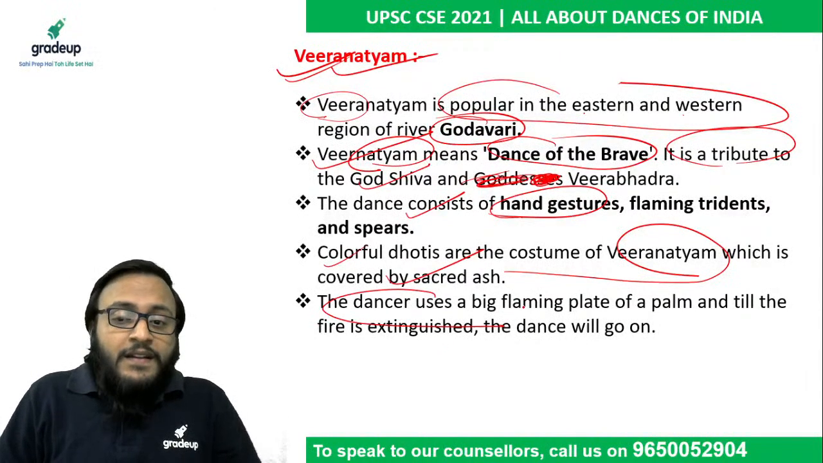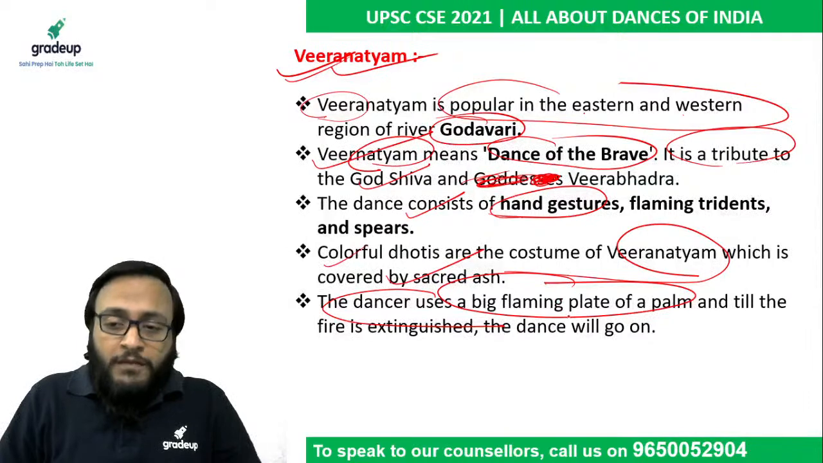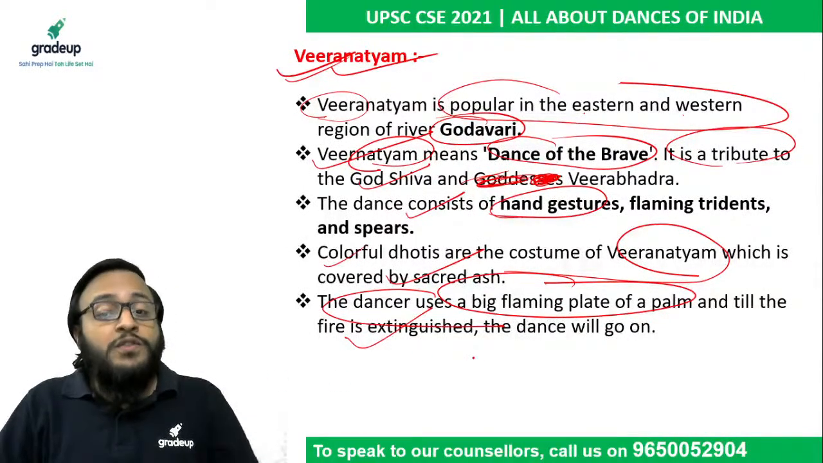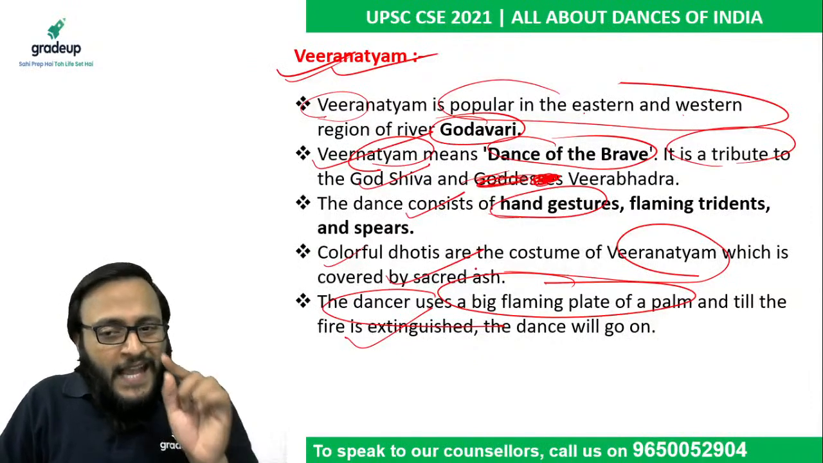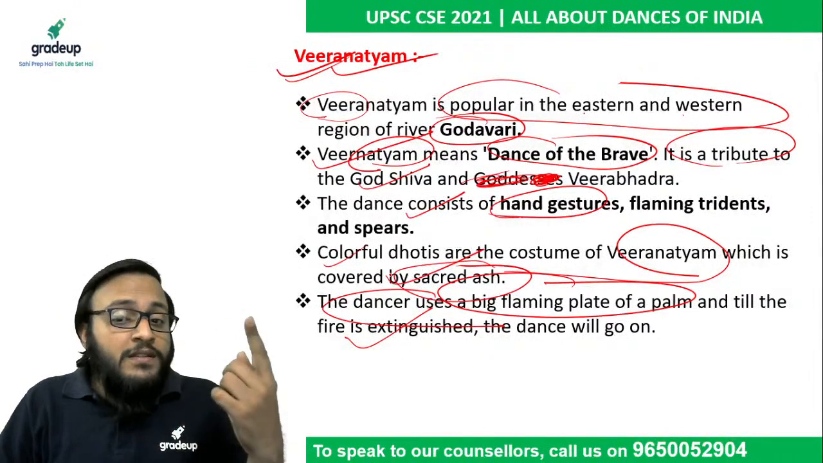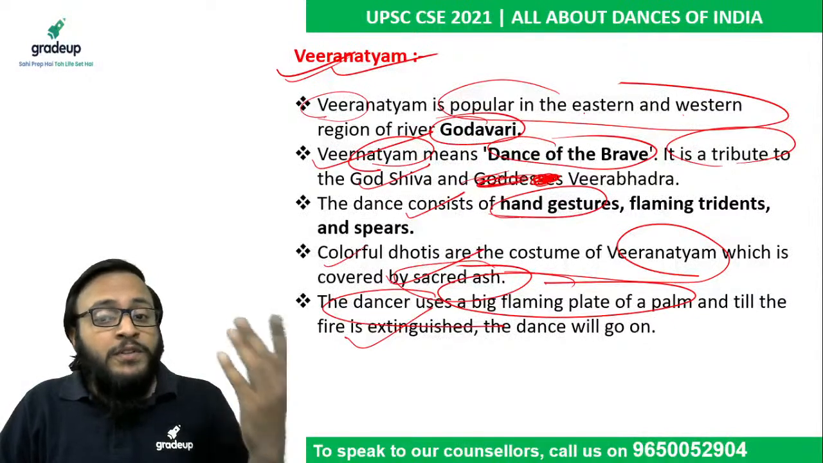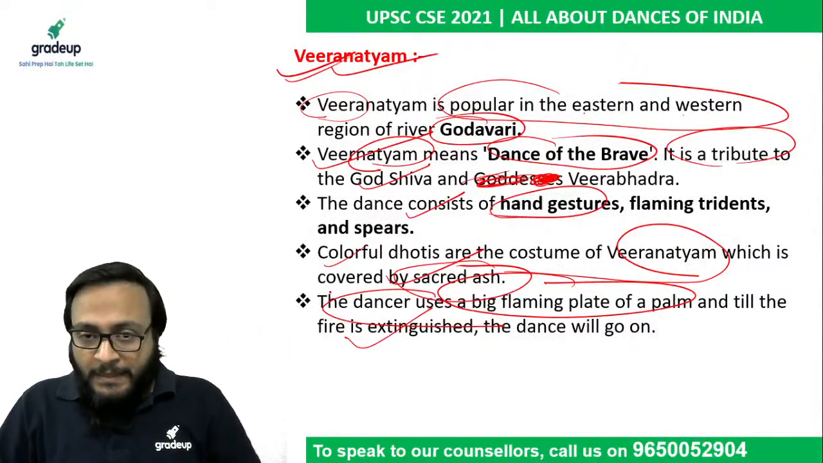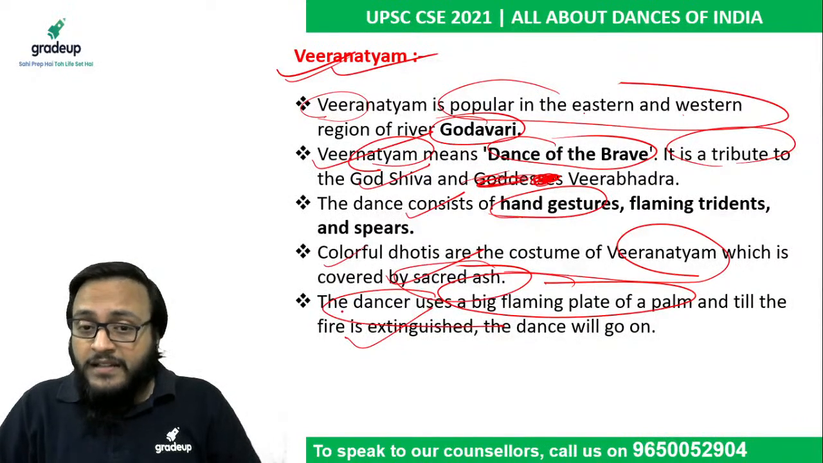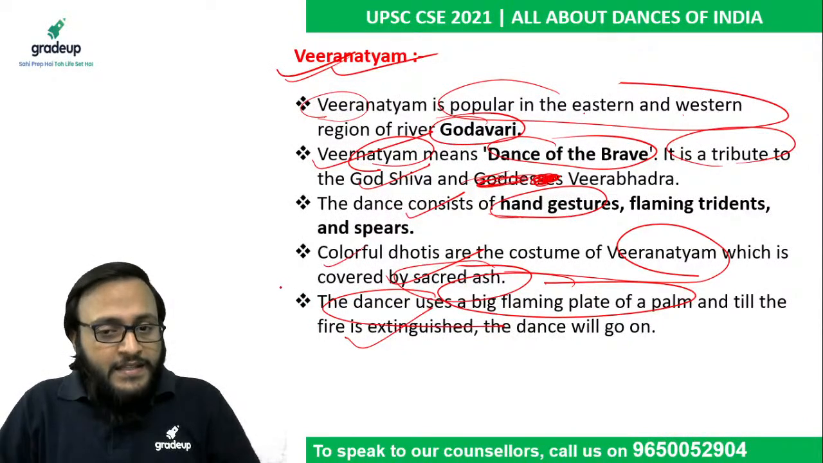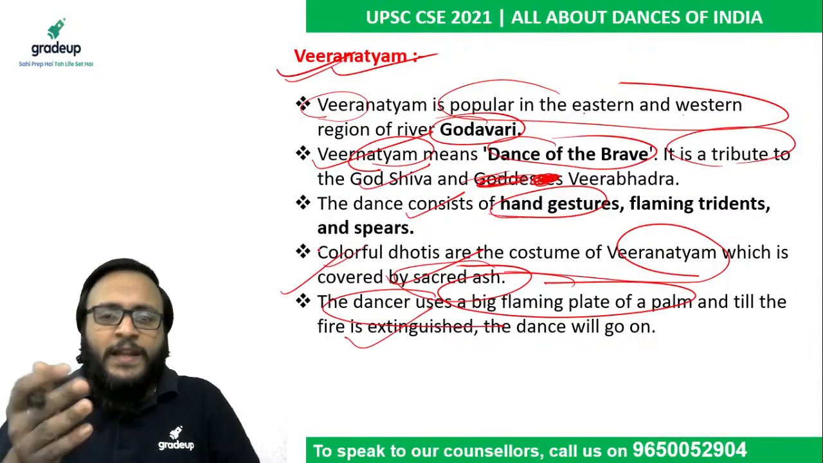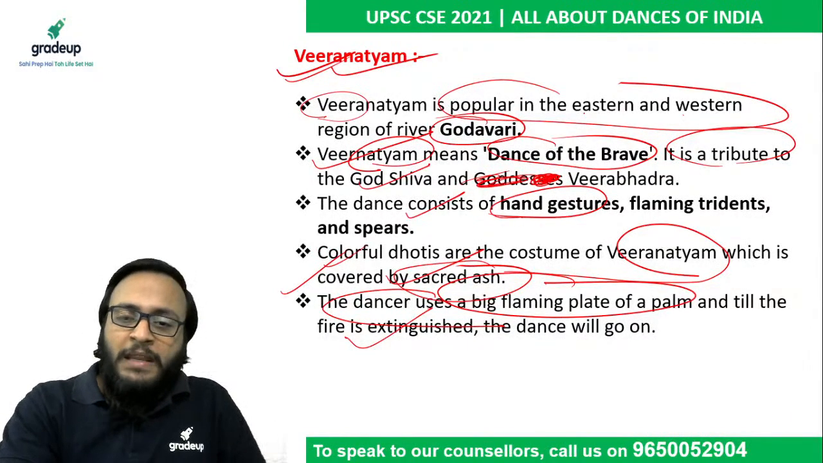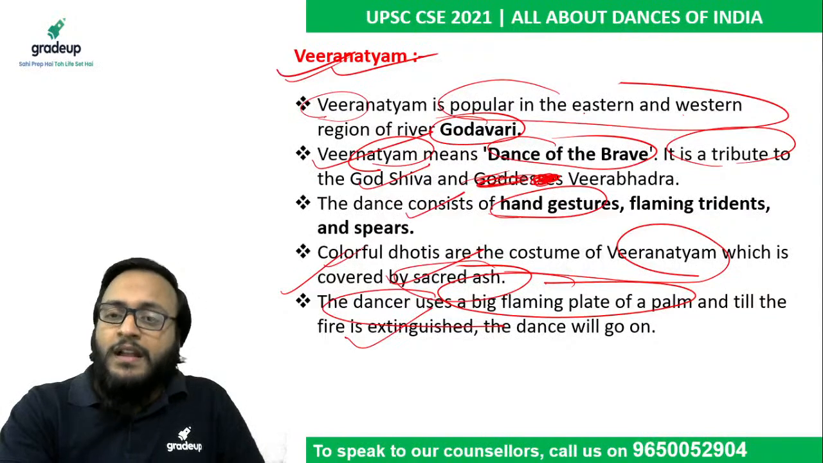The dancer uses a big flaming plate of palm, and till the fire is extinguished, the dance goes on. The sacred ash is used because Lord Shiva and Veerbhadra both are believed to rub the ash of the cremation grounds, चिता की राख जो है अपने शरीर में लगाते हैं, ऐसा माना जाता है. So that's why these costumes and makeup are related to the legends of Lord Shiva and Veerbhadra.